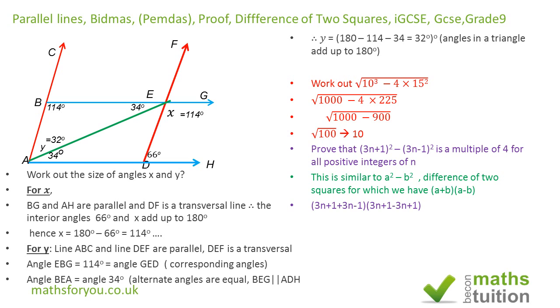Now, because that's minus there, when you open the brackets, we change the minus 1 sign to plus 1. So we now end up with 6n from there times 2 from there. So 6n times 2 will give us 12n, and we can factorize 12n as 4 times 3n. Anything with a multiple of 4 also has 4 as a factor. So in effect, this is a multiple of 4.